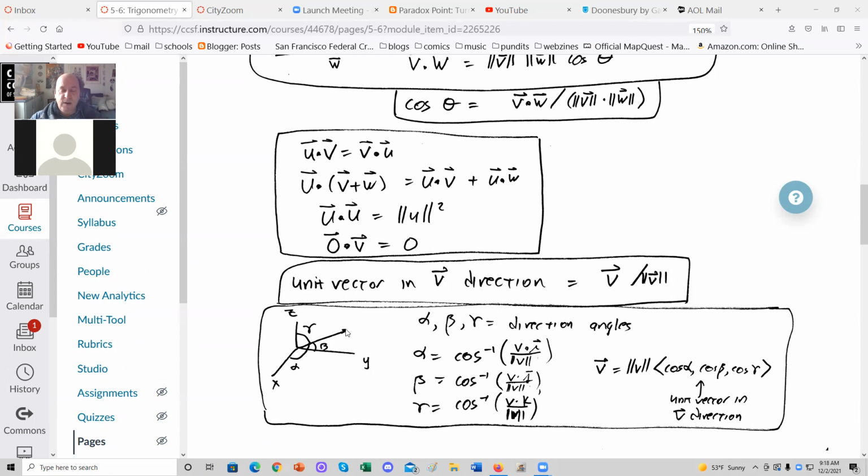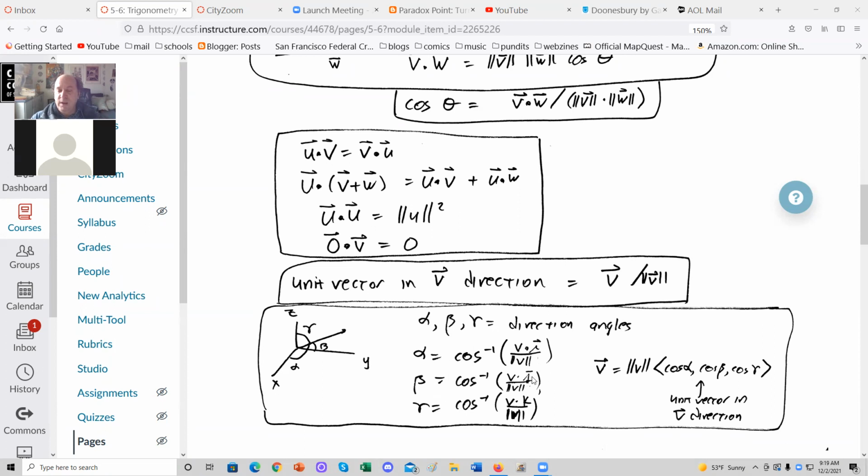Now we have a vector pointing away from the x, y, and z axes. Then it makes an angle alpha with the x-axis, beta with the y-axis, and gamma with the z-axis. And each one of those is an arc cosine of, in this case, v dot i over length of v. So basically we take v over length of v and dot with i, and its arc cosine is alpha. v over length of v dot j, its arc cosine is beta, and v over length of v dot k, its arc cosine is gamma.